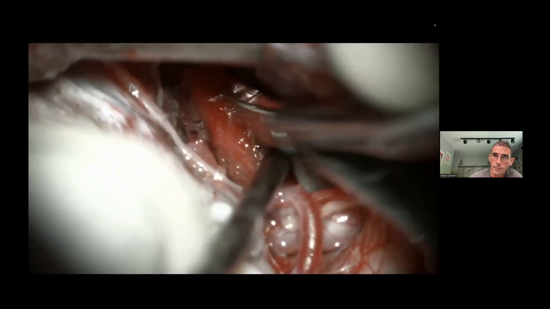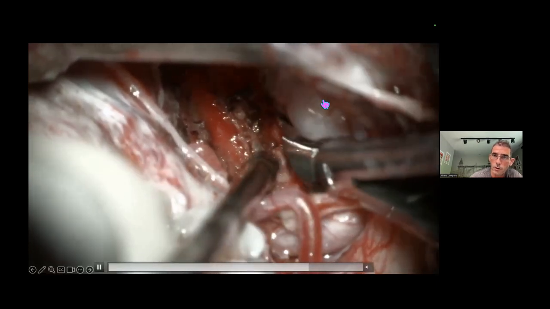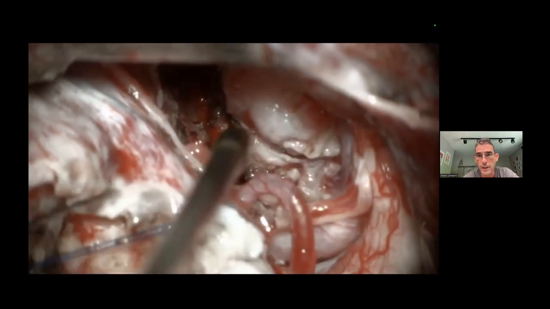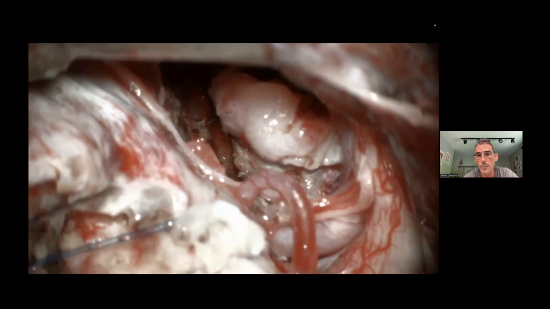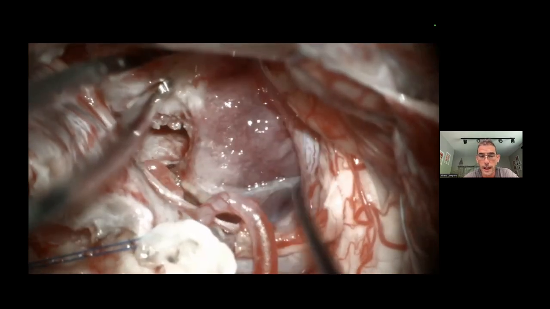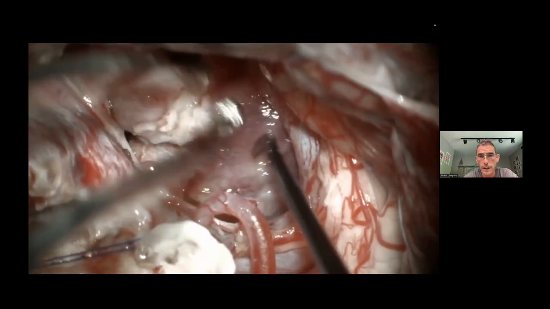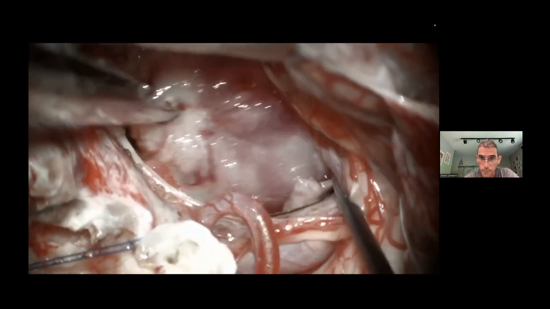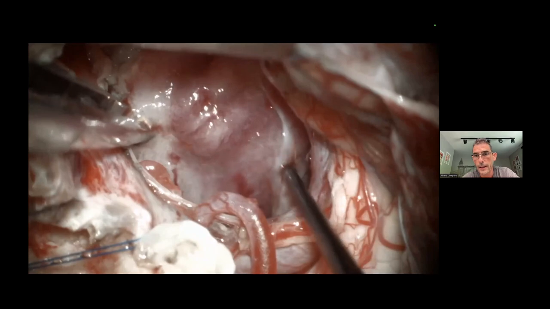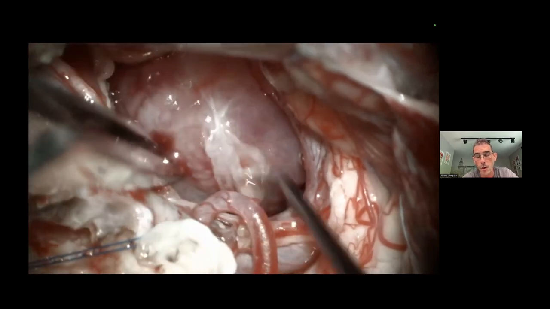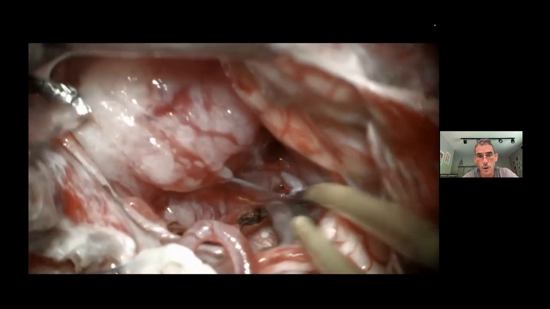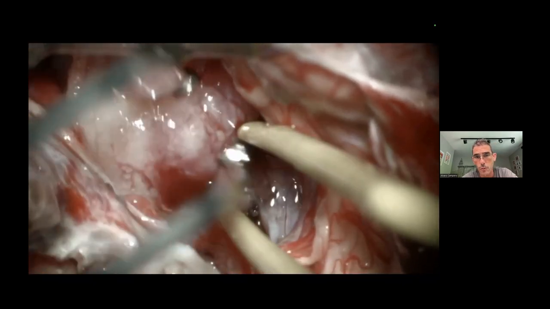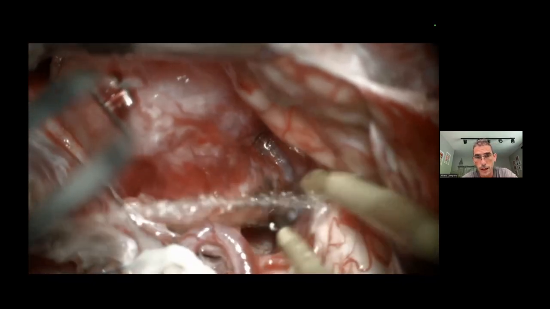But we can see now because we don't have too much tumor here. So now the tumor is free. We just have to perform the arachnoid dissection, avoiding lesion of any nerve or artery or branches. So we perform the arachnoid dissection like in other tumors in the skull base.